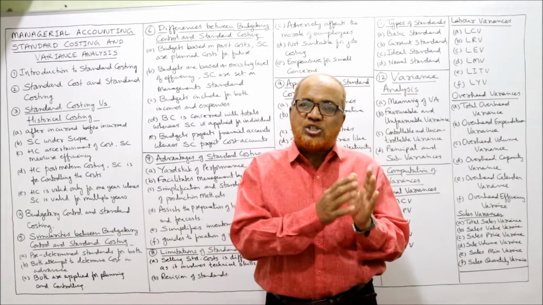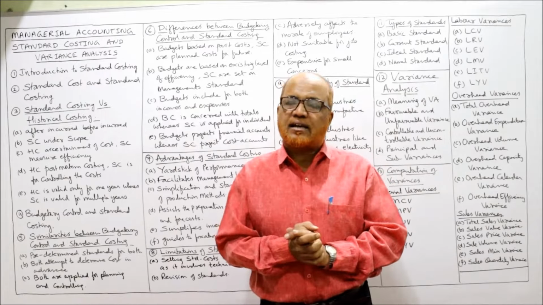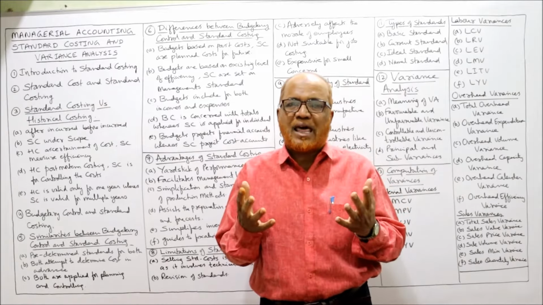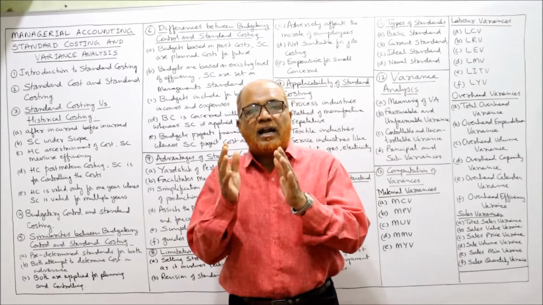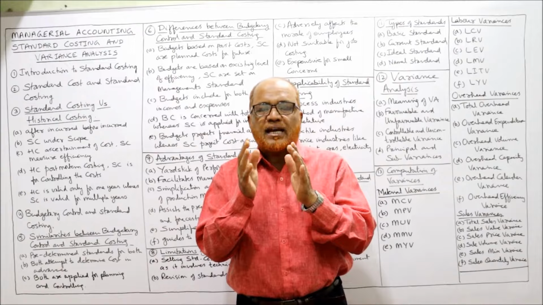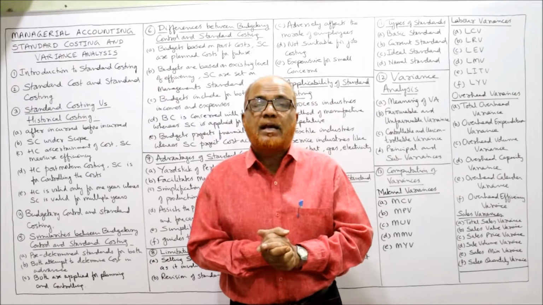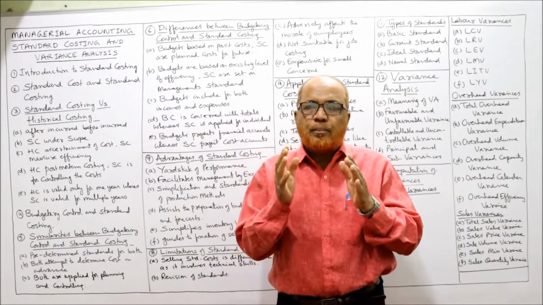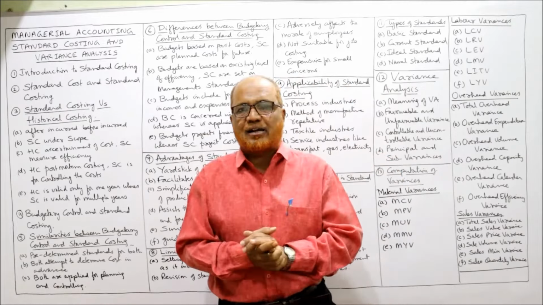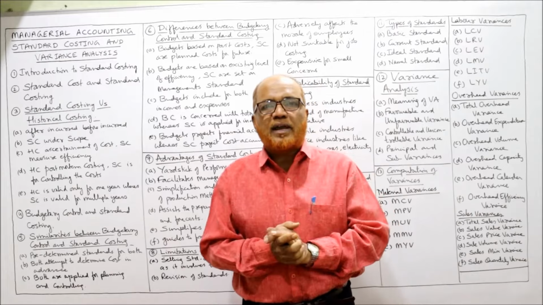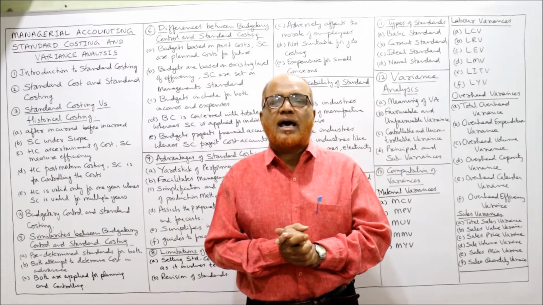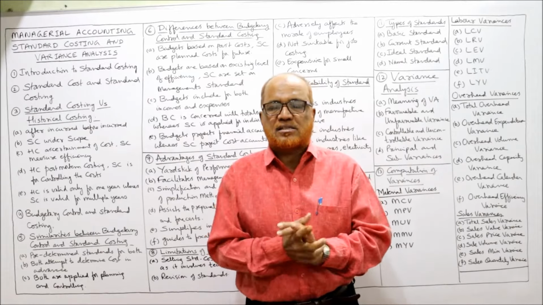Then differences between historical costing and standard costing, budgetary control versus standard costing, what are the similarities, what are the differences, then advantages, limitations of standard costing, then where this standard costing can be applied, applicability of standard costing, and what are the prerequisites or steps to be taken in order to implement the standard costing. Next, I'm going to explain you about different types of standards. Lastly, I'm going to explain you about variance analysis.